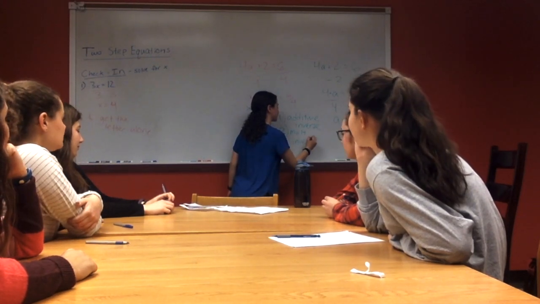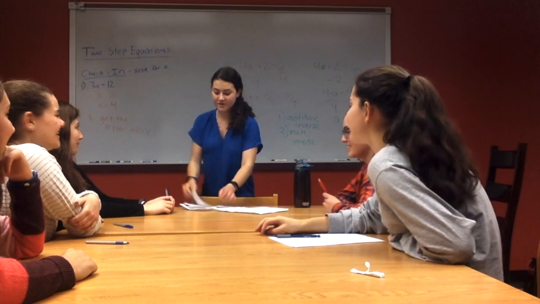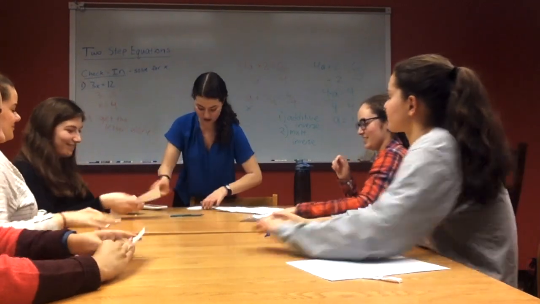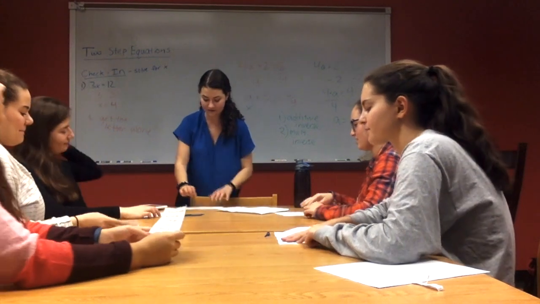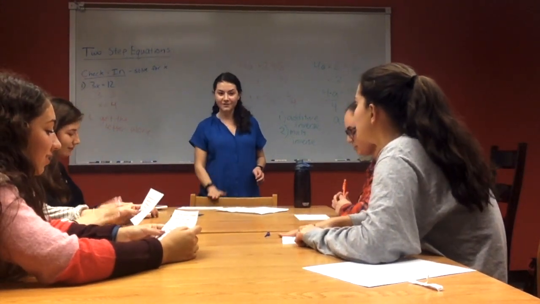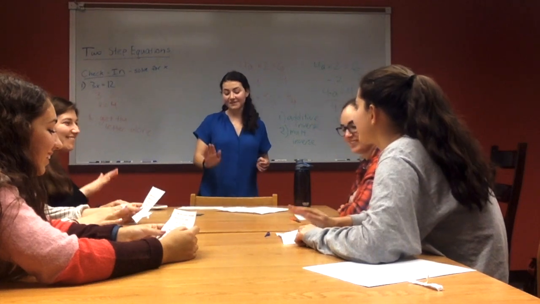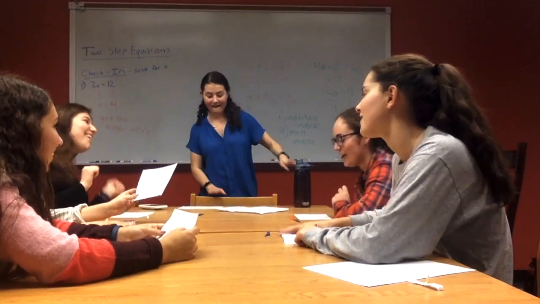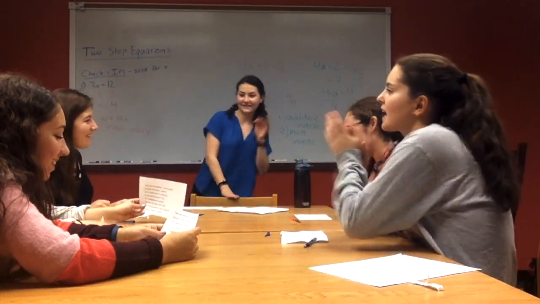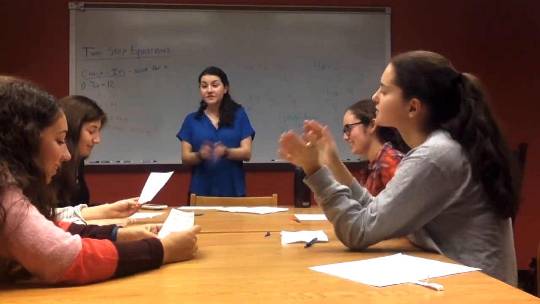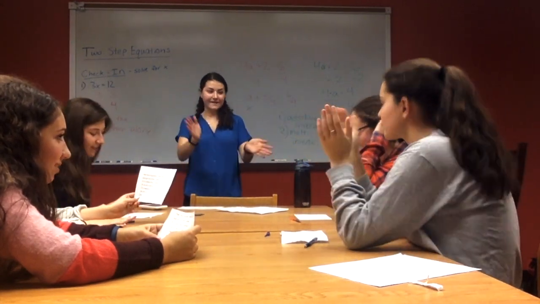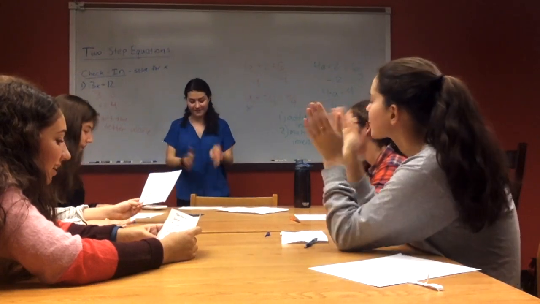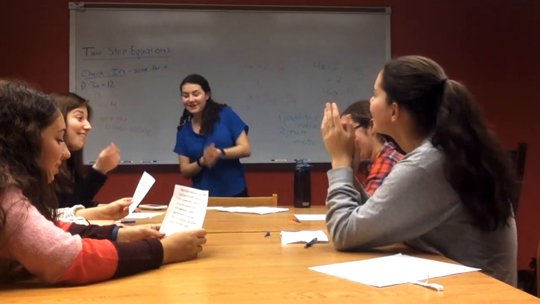And I have a cheer for you that's going to help you to remember. Okay, repeat after me. Ready? Two-step equations don't groan. Just get the letter alone. If it's added, then subtract, or do the opposite act. If it's multiply, divide. Get the letter on one side. Two-step equations don't groan. Just get the letter alone. Okay, great.